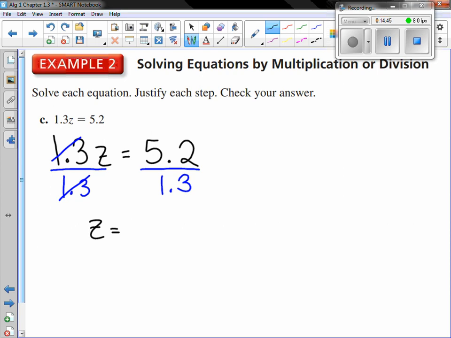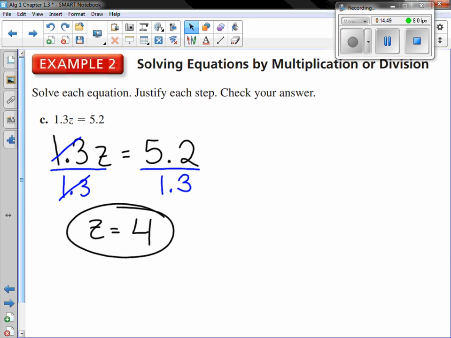And if we divide these two here, we get 4. So the value of z for this here is 4. And that's it. That's all we have to do for this here. And again, our justification for solving this is we used the division property of equality, and we divided both sides by 1.3. And that's all we did for this here.